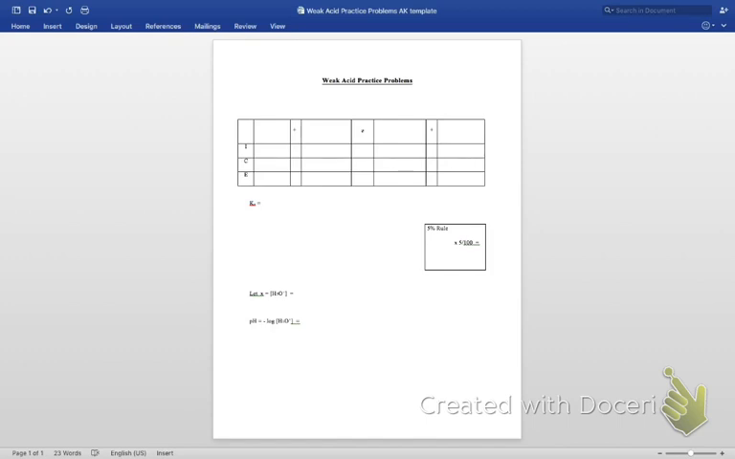So number 1 asked us to find the pH of a 0.35 molar solution of HCN. They told us that Ka was equal to 6.5 times 10 to the negative 10. The first thing to do is to write the equation.